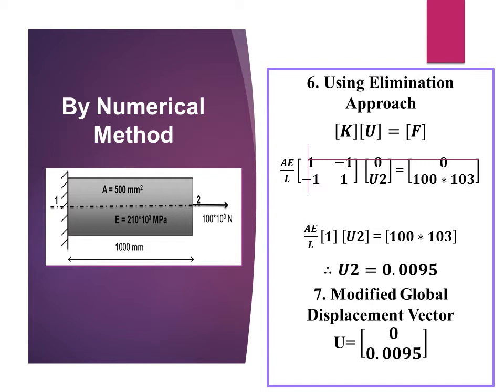Next step is the modified global displacement vector. Now the global displacement vector is U is equal to U1 and U2 in a matrix, and U1 is 0 because of the fixed support, and from the above equation U2 is equal to 0.0095.